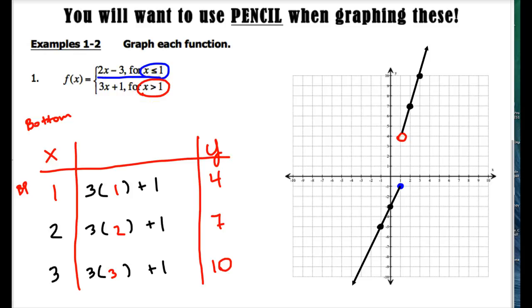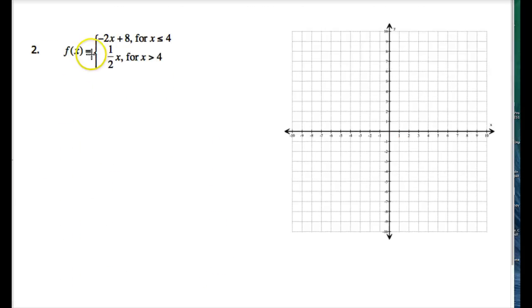Okay, let's try another one. Let's try number 2. This one we have f of x equals negative 2x plus 8 for all x less than or equal to 4, and then 1/2 x for x greater than 4. Okay, so my top piece, I'm going to go ahead and do that in blue.